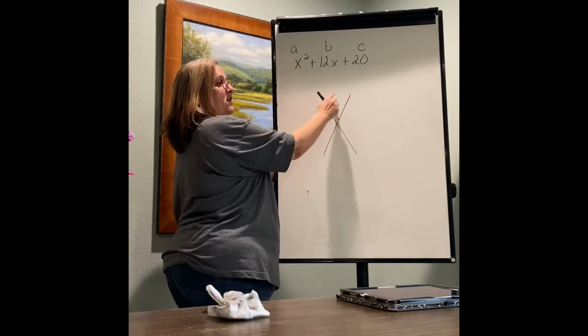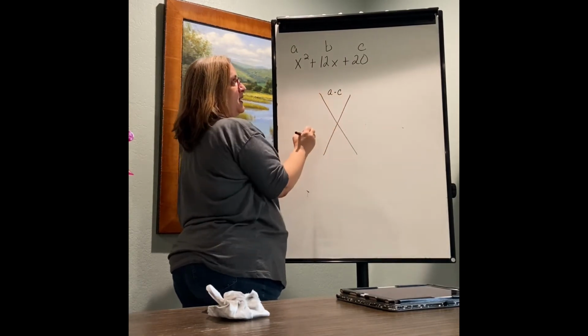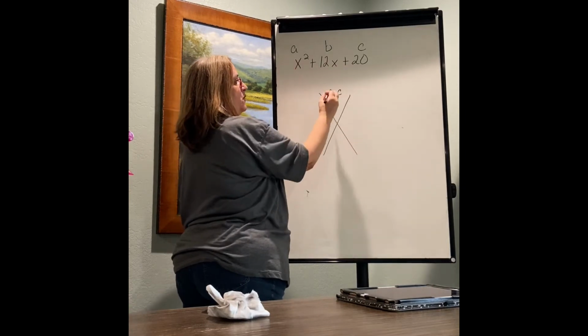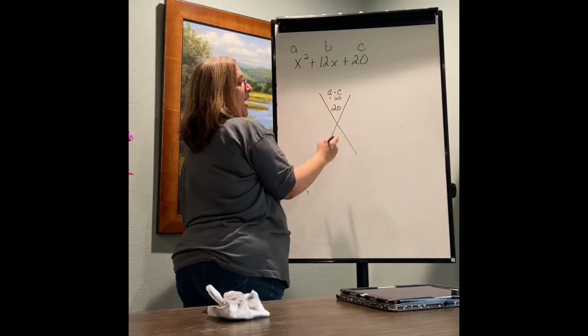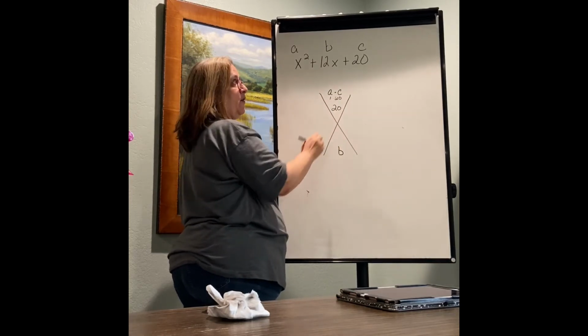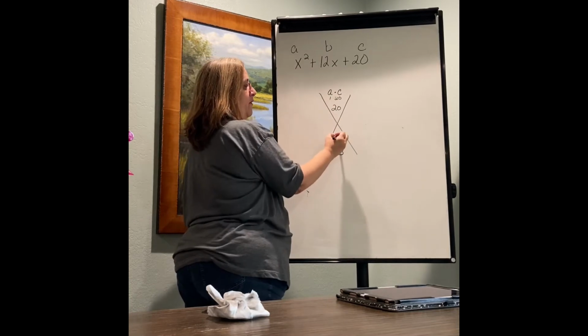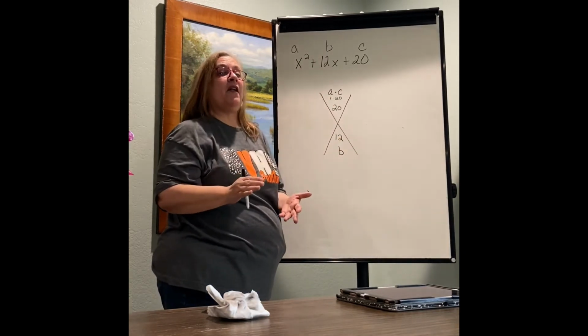And in the top part of this x, you're going to take A and multiply it times C. So that would be 1 times 20. 1 times 20 is 20. And then the bottom part of the x, you're just going to write the B value, which in this case is 12. Now here comes the most difficult part, but it's really not that hard.